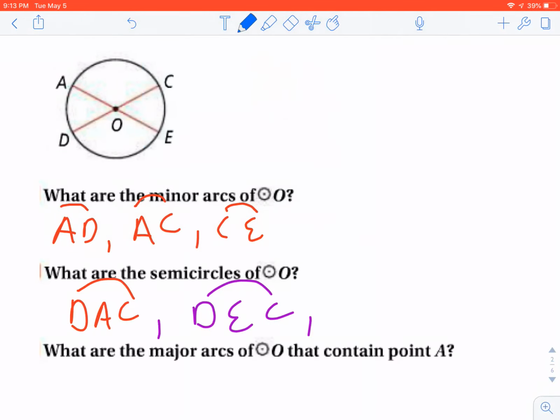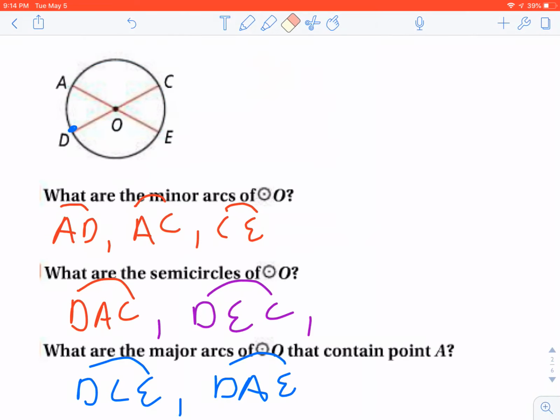Now, on to the major arc. So this has to be bigger than a semicircle. So let's just start at point D, for example. Now, you're allowed to travel along a circle and skip letters, right? So I could say arc DCE if I chose. I could also say DAE.